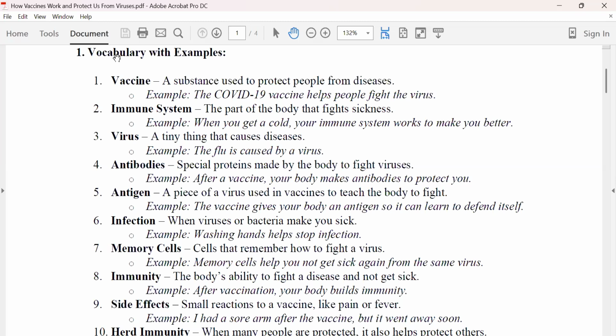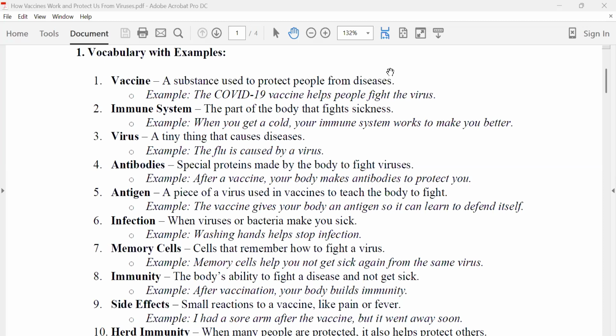Kalina, you can start. Immunity, the body's ability to fight a disease and not get sick. Example, after vaccination, your body builds immunity.